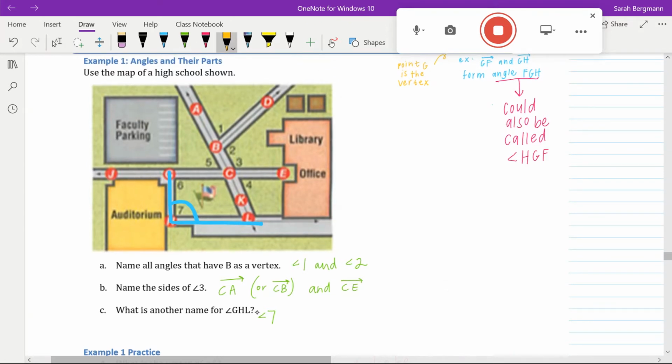This symbol is not the less than symbol. This symbol is the angle symbol. So just be a little careful and make sure you're writing the angle symbol. You could also write this out as angle 7.